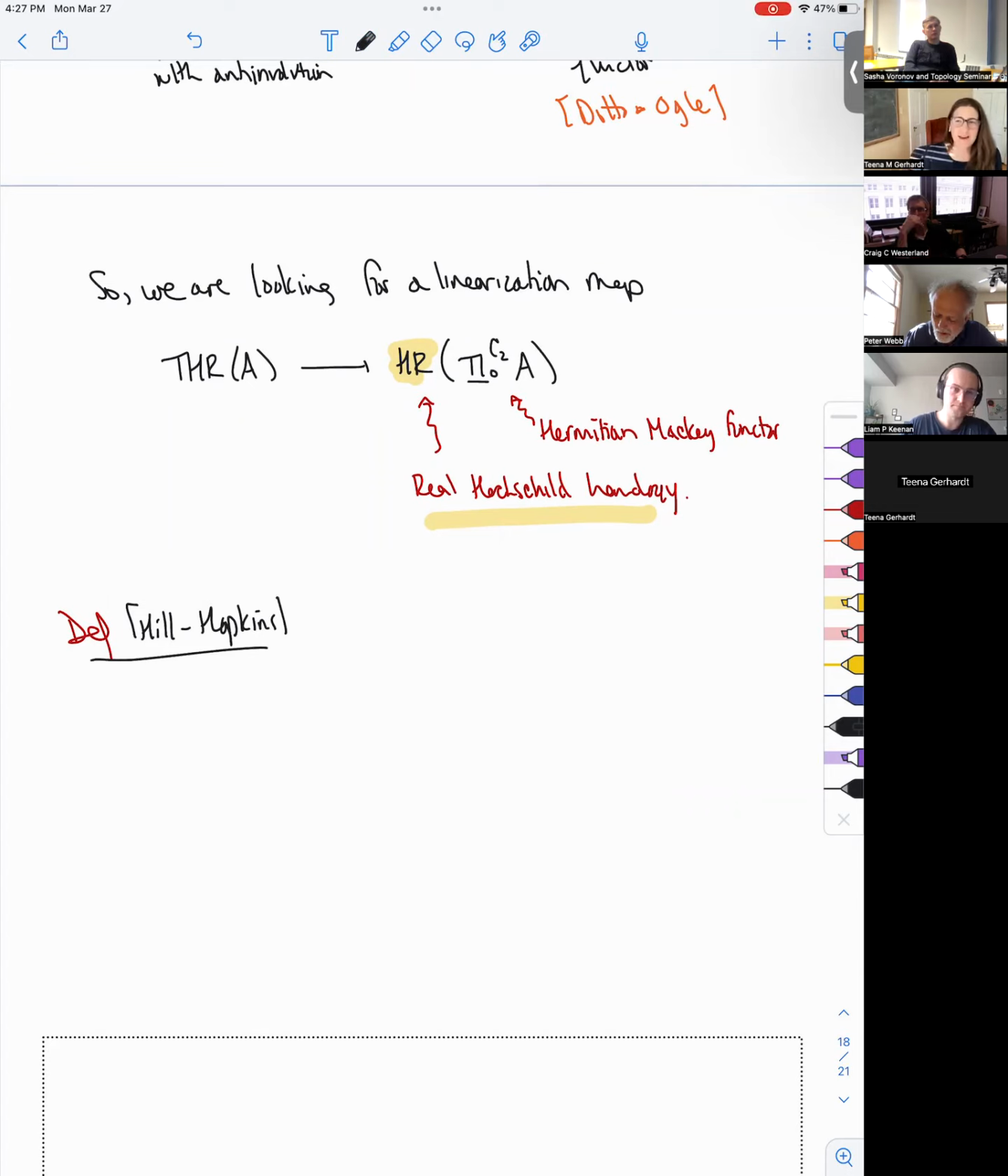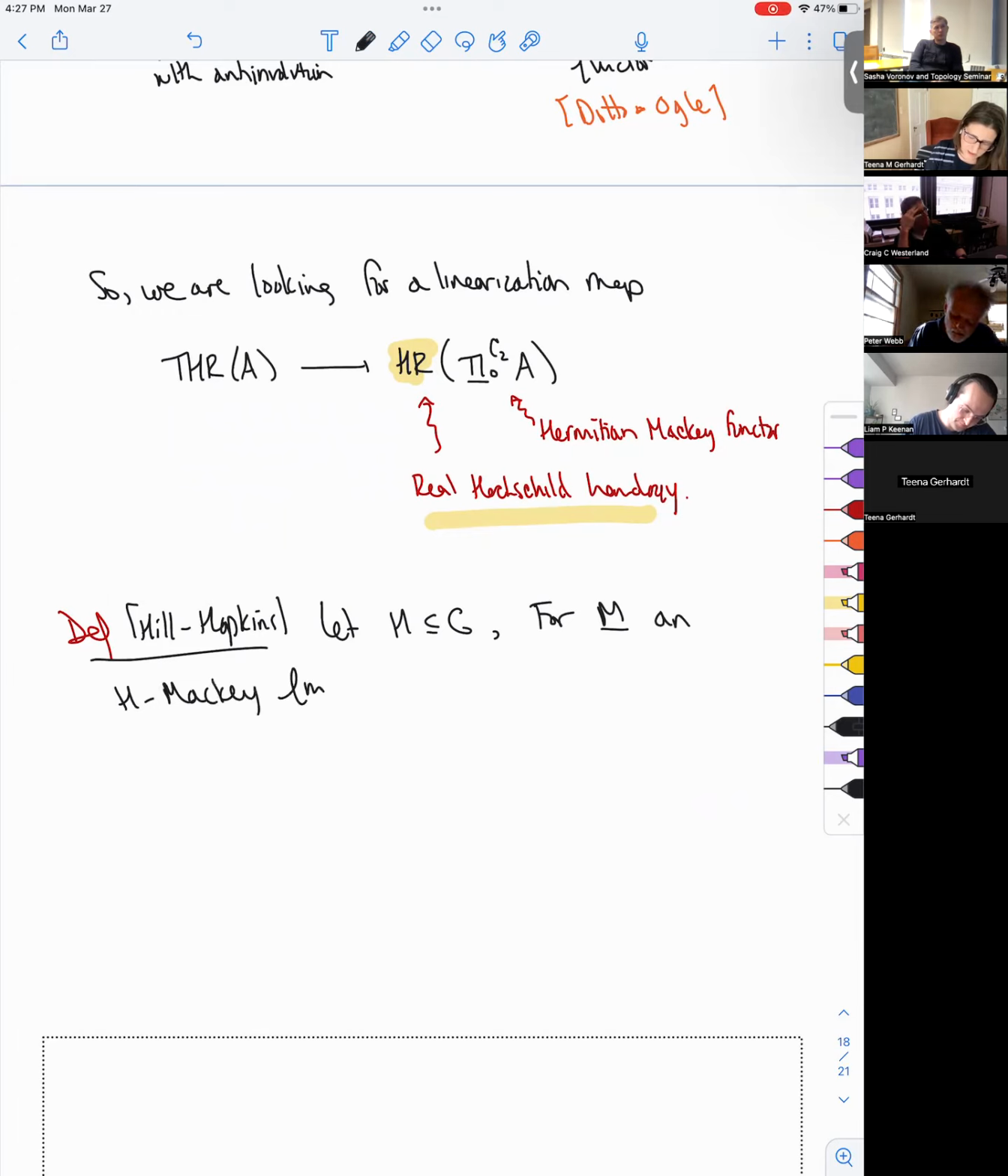In the spectra setting, I needed these norms of spectra, and it turns out in the Mackey functor setting, I need them as well. So I need to know how to take a norm of a Mackey functor. So let H be a subgroup of G, and M an H Mackey functor. Hill and Hopkins defined the norm from H to G. So if you feed this an H Mackey functor, it's going to spit out a G Mackey functor.